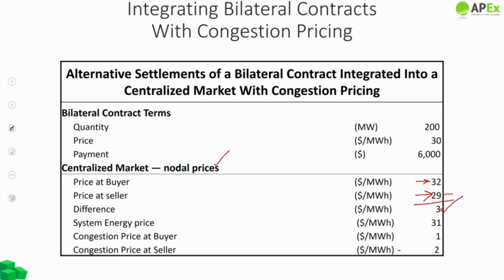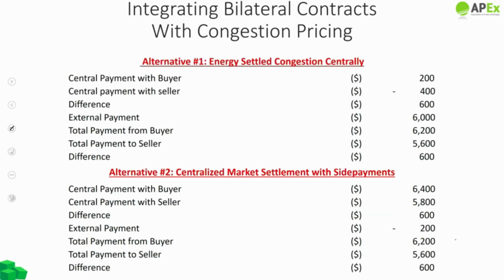The energy component of the total LMP is $31 per megawatt hour. So the congestion component at the buyer location is $1, while the congestion component at the seller location is -$2. So with this, it is also confirmed that the congestion component can be either positive or negative. In this case, when we integrate the bilateral contract into the wholesale market, there are two alternatives.